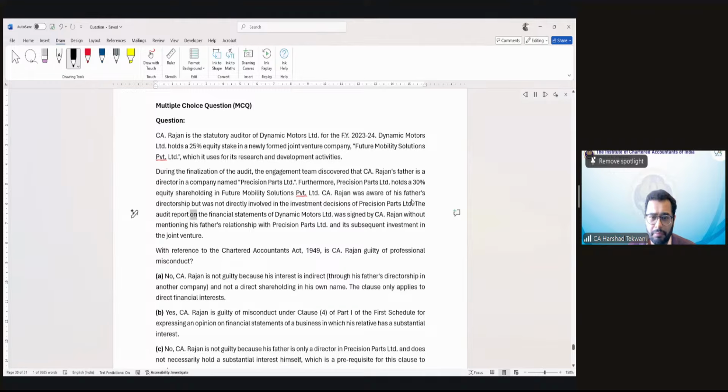The audit report on the financial statements of Dynamic Motors Limited was signed by CA Rajan without mentioning his father's relationship with Precision Parts Limited and its subsequent investment in the joint venture. With reference to the Chartered Accountants Act, 1949, is CA Rajan guilty of professional misconduct?